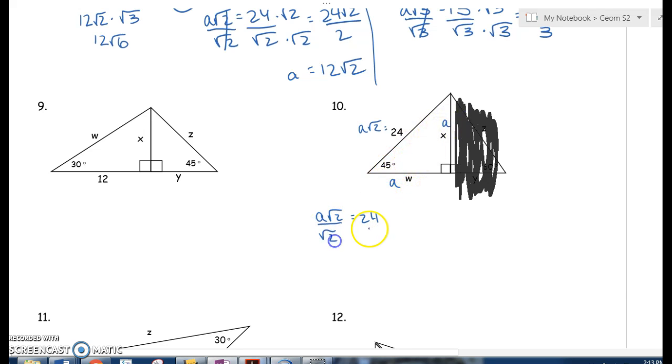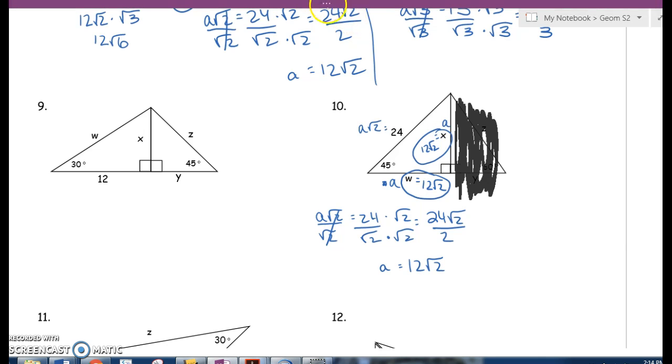So I'm going to divide by root 2 on both sides. On the right-hand side, I can't leave the radical in the denominator, so I rationalize the denominator. I get 24 root 2 over 2. 24 divided by 2 is 12. So I get 12 root 2 is equal to A. So I know that this piece is 12 root 2, and this piece is 12 root 2.